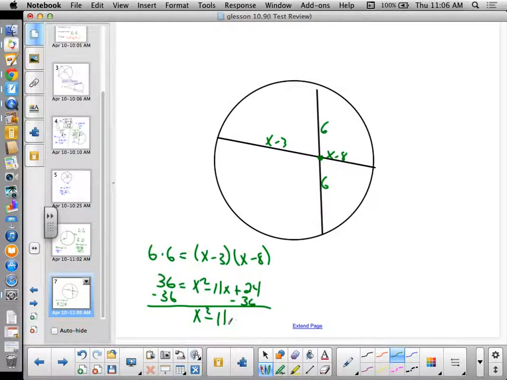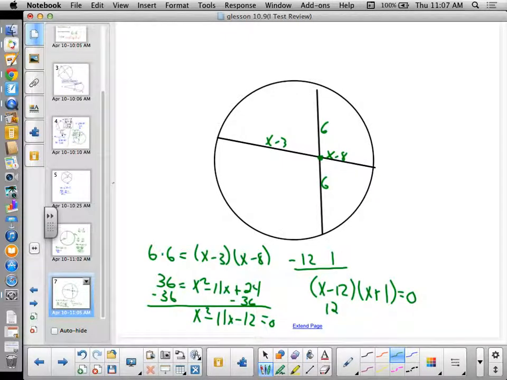X squared minus 11x minus 12 equals 0. So my magic numbers, negative 12 and 1. When I add them, I get negative 11. When I multiply them, I get negative 12. So that means the factors are x minus 12 and x plus 1 equal 0. So what values of x do I get? 12 and negative 1. And negative 1 does not work, so 12 is my solution.